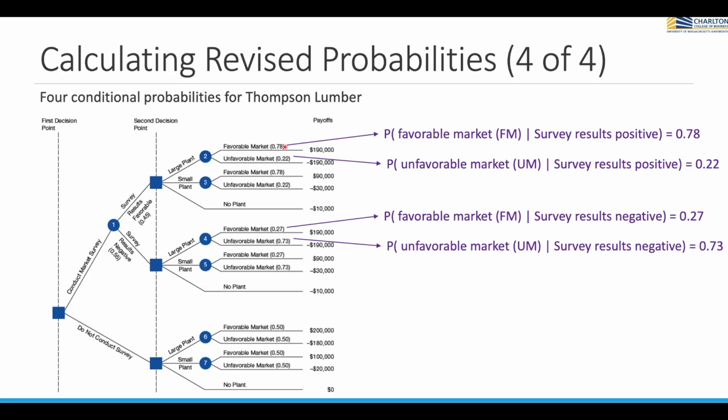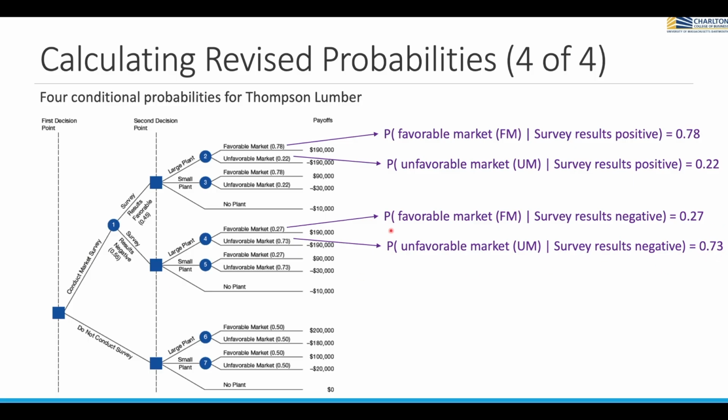That's the same result we saw in the decision tree visualization. So the probability that the market is favorable, knowing that the survey result is also favorable, is equal to 78%. This is the probability that the market is unfavorable, knowing that the survey result is favorable, 22%. This is the probability that the market is favorable, knowing that the survey result is negative, that's 27%, and this is the unfavorable market, knowing that the survey result is also negative, 73%.